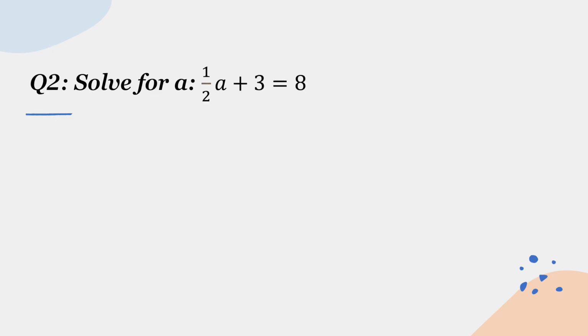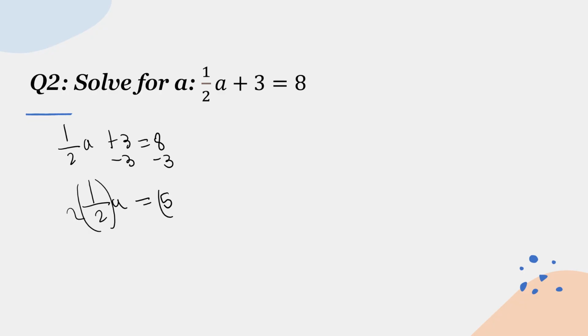So this is another example. It's a bit harder because we've got a fractional coefficient for a, but it should still be really easy to solve. So we have 1 half a plus 3 is equal to 8. Since we want the a just by itself on one side, we should subtract the 3 from both sides. You get 1 half a is equal to 5. Now, since we want the a just by itself, you would multiply both sides by 2. So when we do that, you get a is equal to 10, and that's our answer.